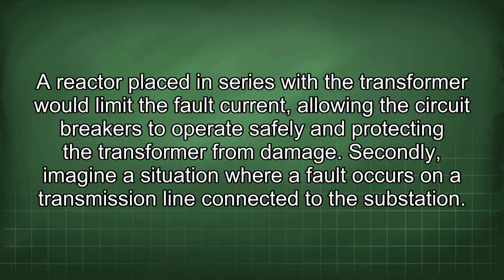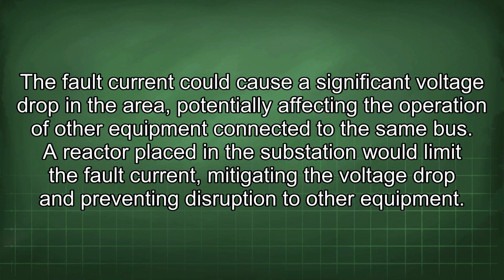Secondly, imagine a situation where a fault occurs on a transmission line connected to the substation. The fault current could cause a significant voltage drop in the area, potentially affecting the operation of other equipment connected to the same bus. A reactor placed in the substation would limit the fault current, mitigating the voltage drop and preventing disruption to other equipment.